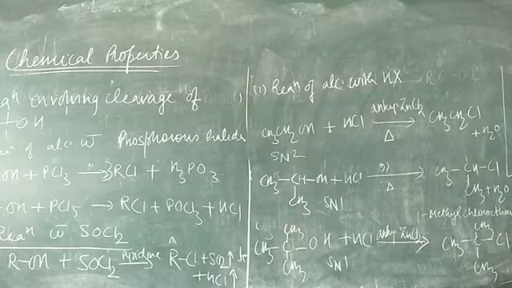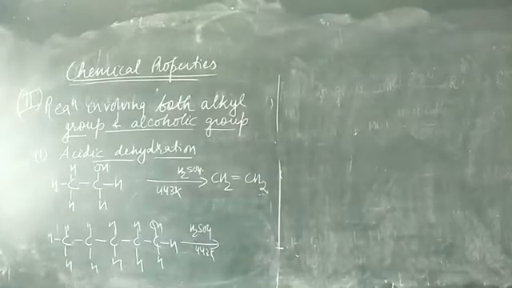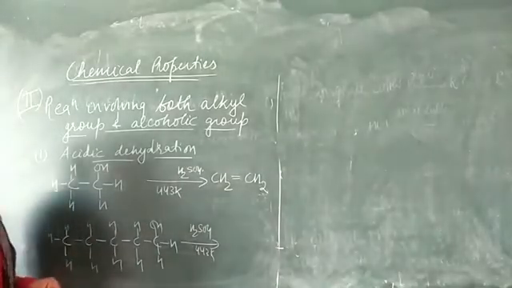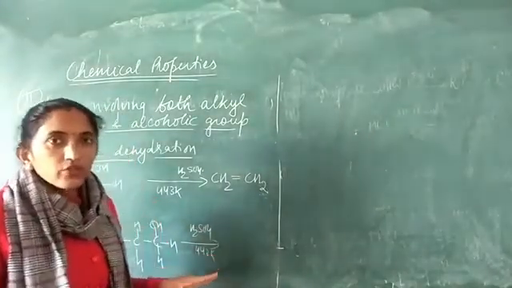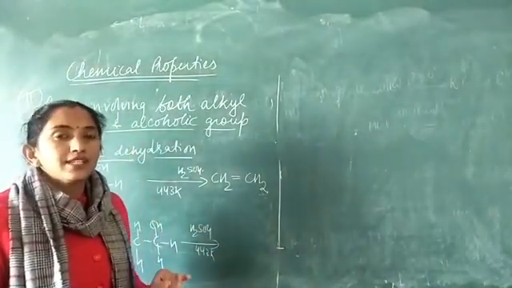So we have discussed today the reactions involving the cleavage of the O-H bond as well as the reactions involving the cleavage of the C-OH bond. Yes, students, next we will discuss the reactions involving both the alkyl group and the alcoholic OH group, and we will begin with acidic dehydration.